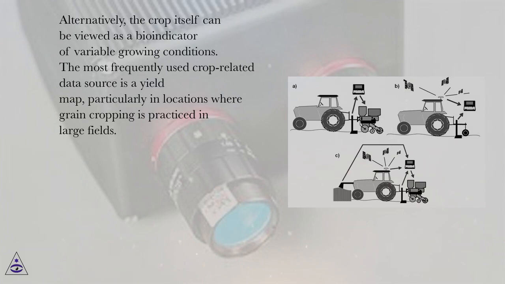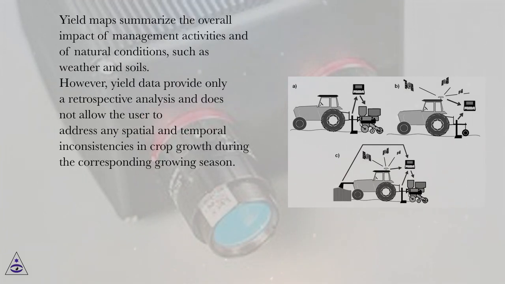Alternatively, the crop itself can be viewed as a bioindicator of variable growing conditions. The most frequently used crop-related data source is a yield map, particularly in locations where grain cropping is practiced in large fields. Yield maps summarize the overall impact of management activities and of natural conditions, such as weather and soils. However, yield data provide only a retrospective analysis and do not allow the user to address any spatial and temporal inconsistencies in crop growth during the corresponding growing season.